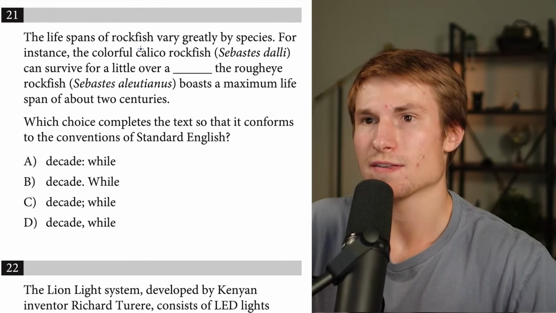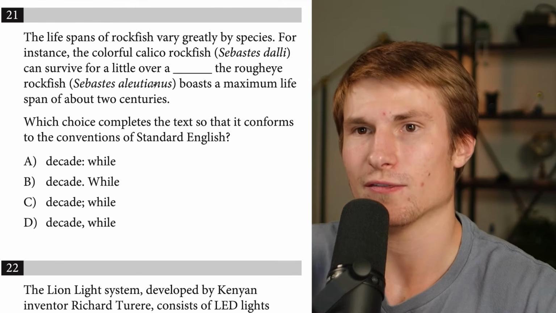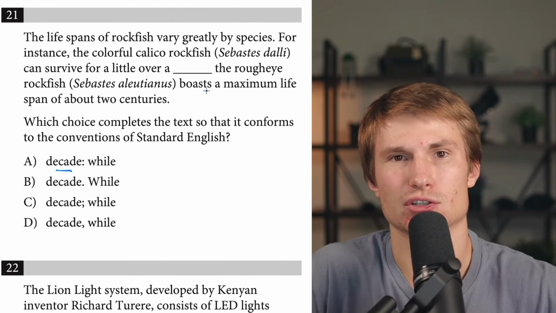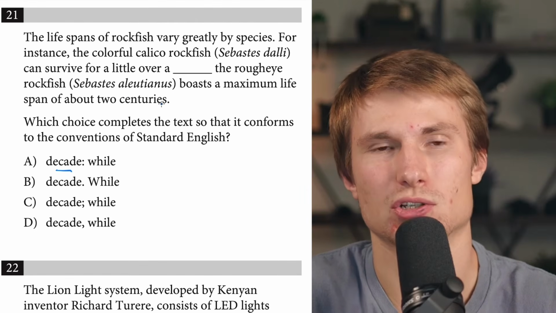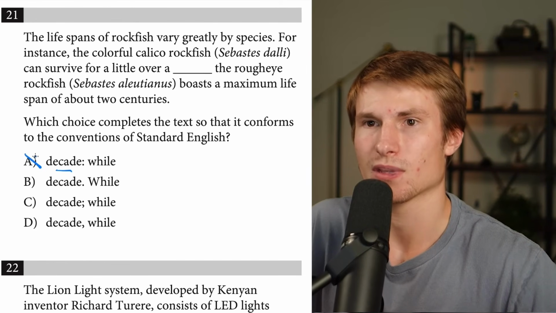Question 21. The lifespan of rockfish vary greatly by species. For instance, the colorful coleophyte rockfish can survive for a little over a decade. So that's an independent clause ending at decade. Well, the rough-eye rockfish boasts a maximum lifespan of about 2 centuries. That is not an independent clause. Okay, so we would not connect that with a semicolon, so we can get rid of A.